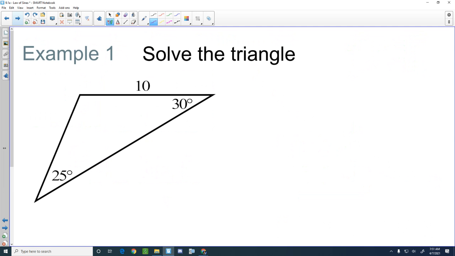So let's go ahead and try this. Go ahead and draw this triangle out, and label it with those three values that are given. You have one side that's a 10. That's very important: the angle that's across from the 10 is the 25 degrees. That's the important part, that you've got these in the correct spots. And then you have that other angle of 30 degrees. And we'll do this together.